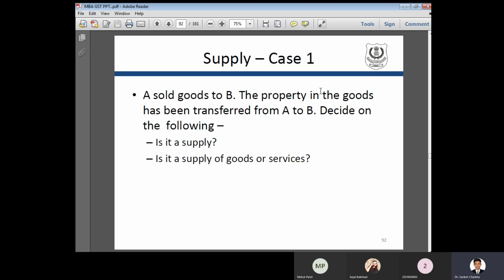A sold goods to B. The property in the goods has been transferred from A to B. Decide on the following. Is it a supply? Is it a supply of goods or is it a supply of services? Sir, supply of goods. First thing, is it a supply? Yes. Why? Why is it a supply?